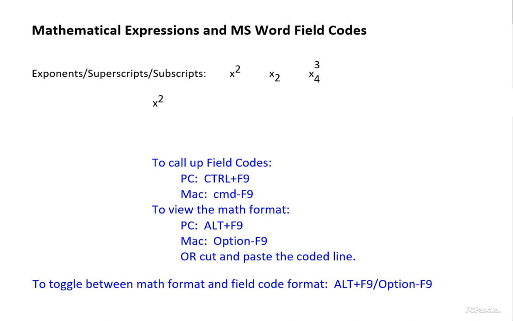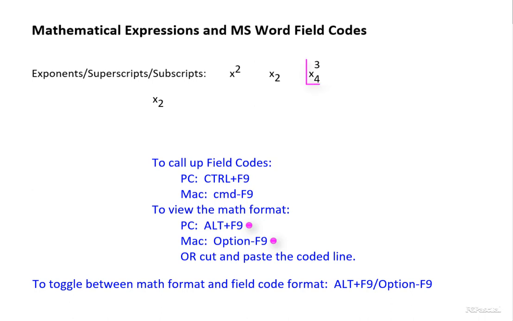For a subscript, we want the character to go down. We press Alt F9 for a PC and Option F9 for a Mac to toggle to the field code mode. We change up to DO for down, press Alt F9 or Option F9 to toggle to the actual math expression. And we have our subscript.